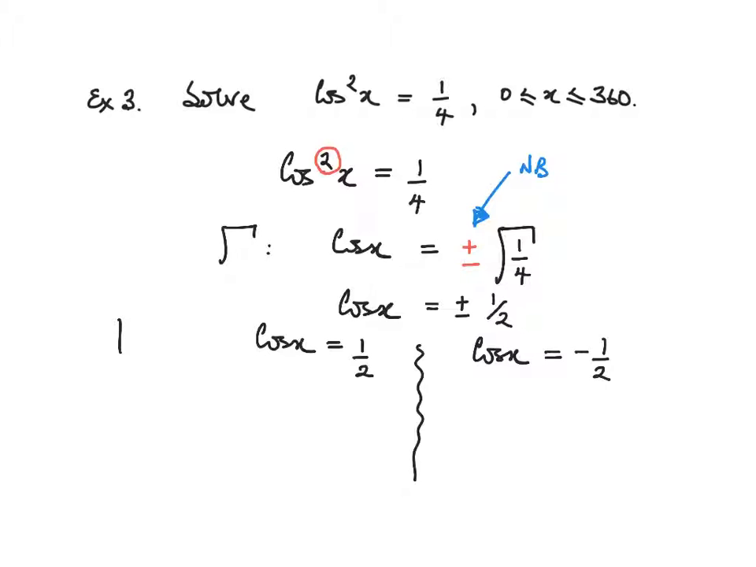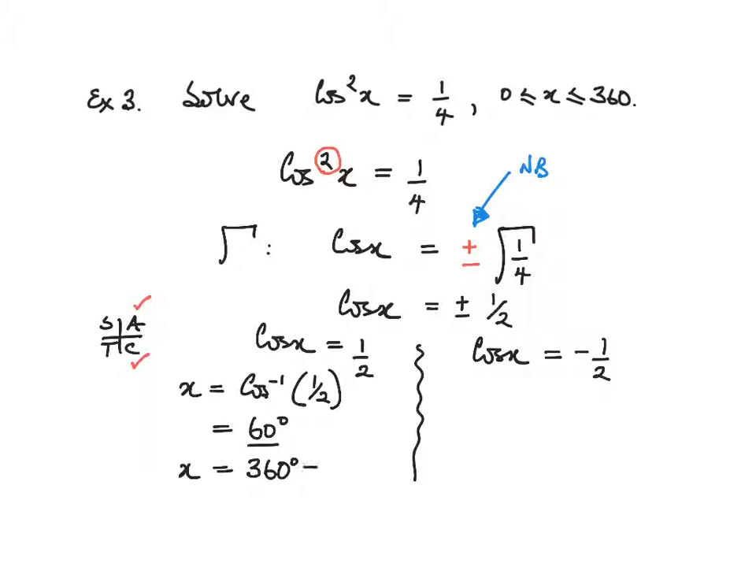Use a CAST diagram here. The cosine function is positive in A and C. So we can go straight to our calculator. x equals cos to the minus 1 of 1/2, and that will give me 60 degrees, which is the answer that lies in the first quadrant. The second answer is found by subtracting 60 degrees from 360 degrees, and that gives me 300 degrees.